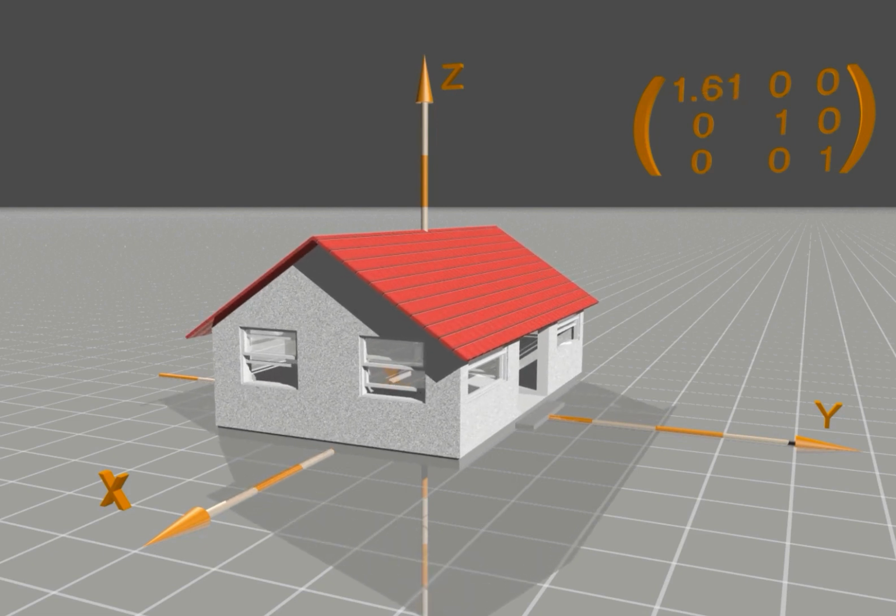For instance, here we see that the house has been elongated towards the x direction, and we see that the matrix is no longer the identity matrix. Here it has 1.61 instead of 1. It is still a diagonal matrix, but no longer the identity matrix. What we are seeing here is the image of the initial house by left multiplication by the matrix that we see.